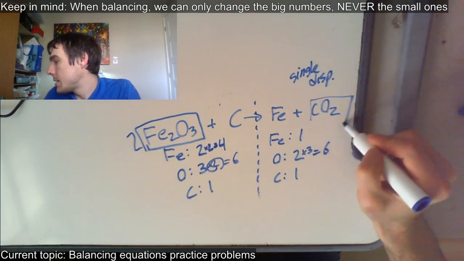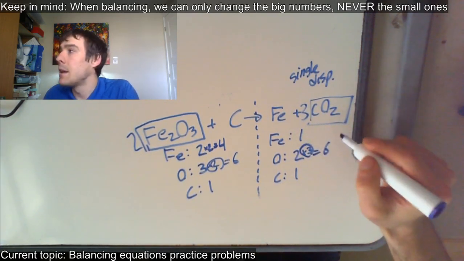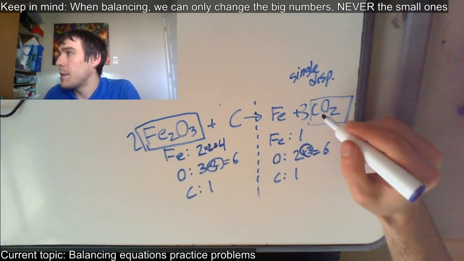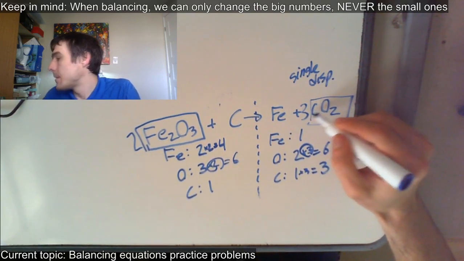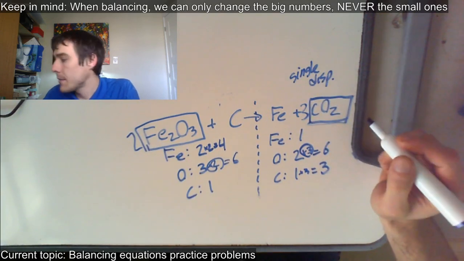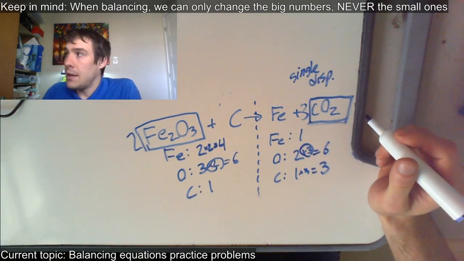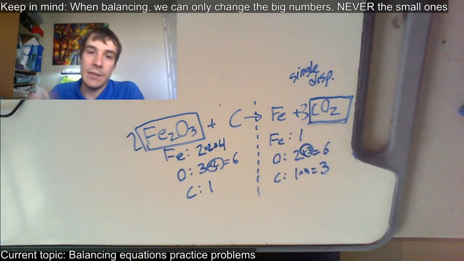And I'm multiplying this entire thing by 3, right? By 3, that's what I'm multiplying it by. So that'll affect my carbon count. This carbon times 3 is going to be 3 now. There's 3 carbons because we multiply the whole block. Okay. So oxygen's good. Now this is where the magic happens.